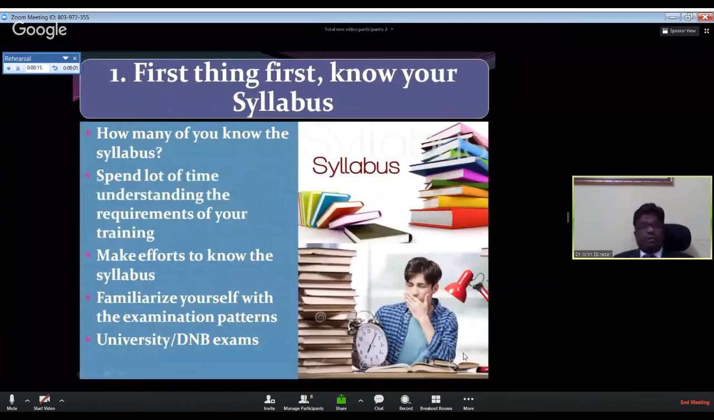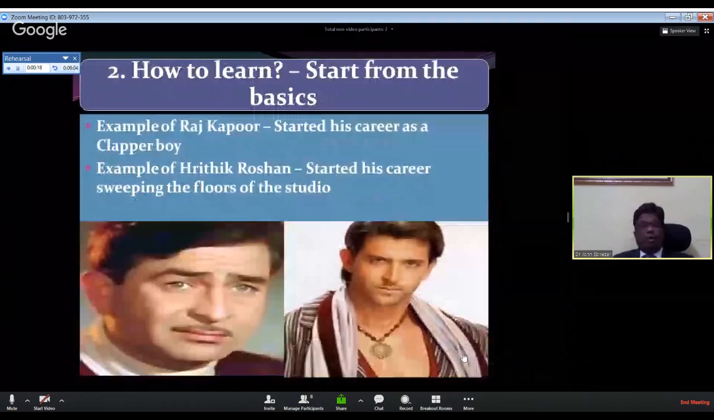Then, how to learn? Start from the basics. Raj Kapoor started his career as a clapper boy. Hrithik Roshan started his career sweeping the floors of the studio. As students, we are always in a hurry. We don't want to start from the basics, from scratch. We want to start operating right away. It is not going to happen that way. You have to start from scratch and from the basics. That is how you should begin your course.